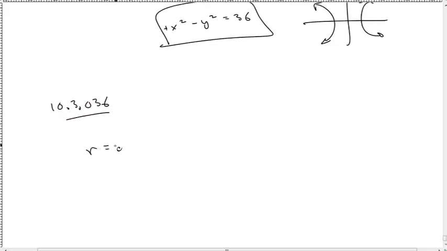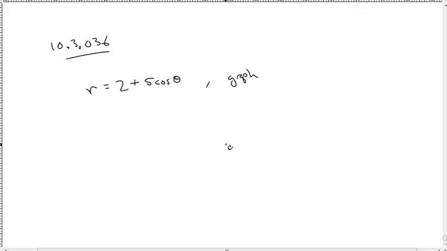Okay, 10, 3, 0, 3, 6. So I have r is equal to 2 plus 5 cosine of theta, and they say graph this thing. If you remember all of your shapes back from pre-calculus conic stuff, then this will be easy, right? Yeah, I don't remember them either, so no clue.